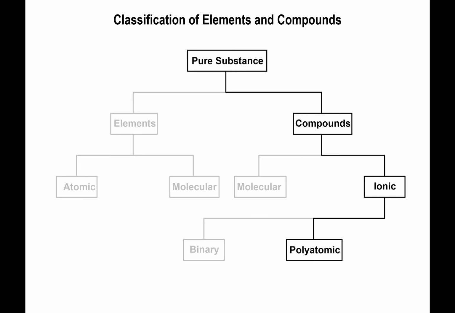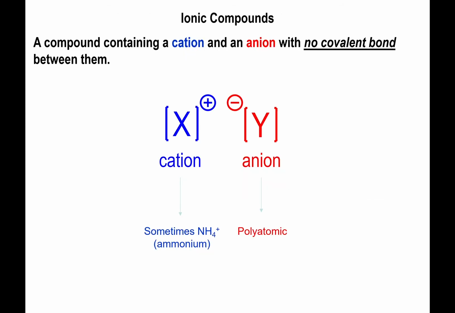Let's talk about polyatomic ionic compounds. Once again, if you are dealing with an ionic compound, you're going to have a cation and you're going to have an anion, meaning that something will have to have a positive charge, something will have to have a negative charge. And as I mentioned in the previous video, sometimes the cation, instead of being a metal, might be NH4.